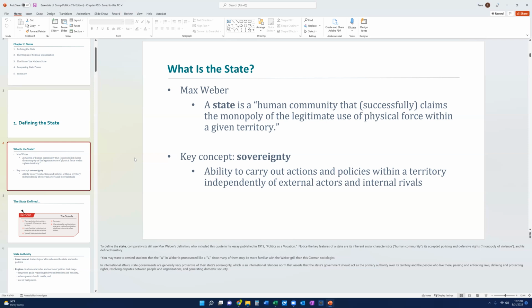Sovereignty grants the state the primary authority over its people. Because there is sovereignty in a state, the state has the ability to pass and create laws. They have the ability to define and protect rights. They have the ability to resolve problems between people and organizations, and overall just protect the people within that territory. That's what sovereignty grants a state.